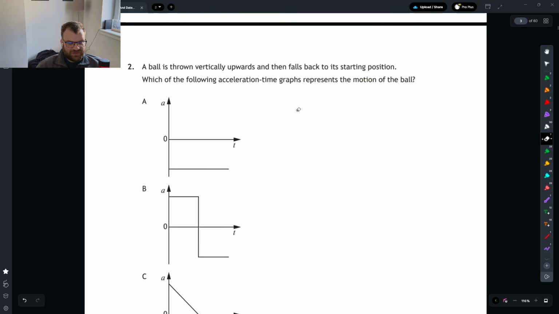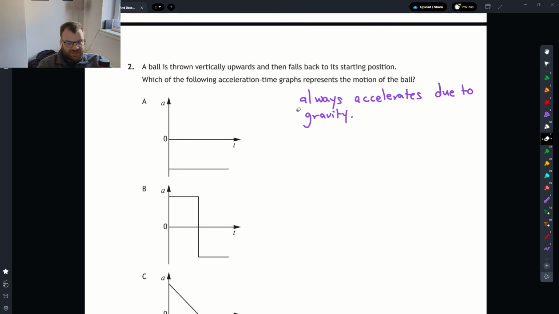For question 2, when I first seen this question, I thought, this is great. I get to show off the fact that I know that in a velocity time graph, as the graph crosses the x-axis, it's going to change direction. And then I clocked, actually, this is acceleration time for that. The ball is moving vertically up and down.